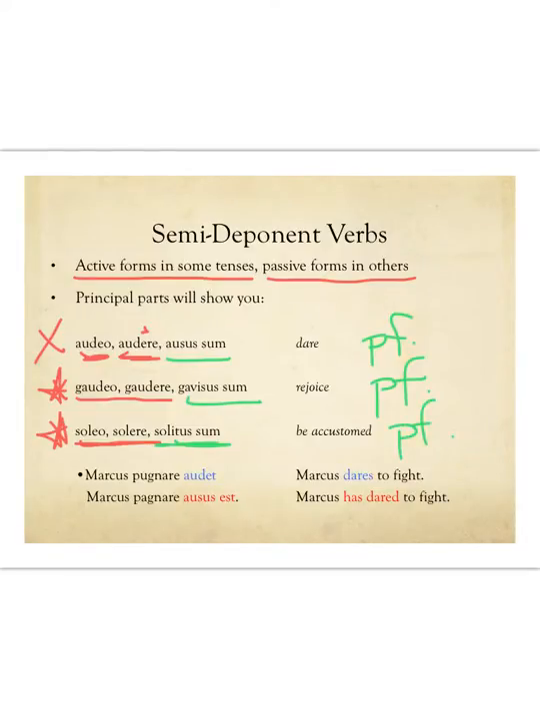And again, these are verbs that cannot be made passive, even in the present, future, and imperfect, because they are these semideponent forms. Half their forms are active, half are passive. So we can say Marcus pugnare audet. Marcus dares to fight in the present. But Marcus pugnare ausus est. Marcus has dared to fight in the past. Pugnare.